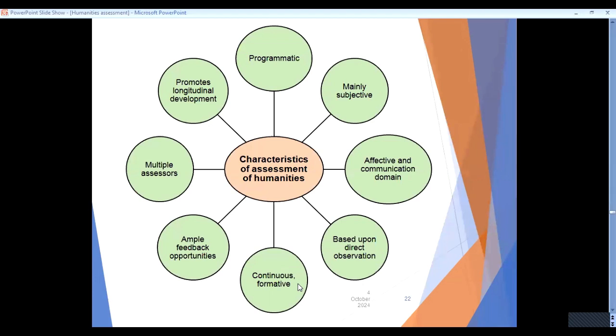So these are a few characteristic features of assessment of humanities. As you can see, topmost, it is written programmatic. And since all of you have undergone one full 15 days of online programmatic assessment this month, you must know that programmatic assessment uses single points, multiple points in which small assessment tools are used, and then a summation of all these points. The judgment of all these points, you have to summate and then use it for your final summative assessment. So that is programmatic assessment.